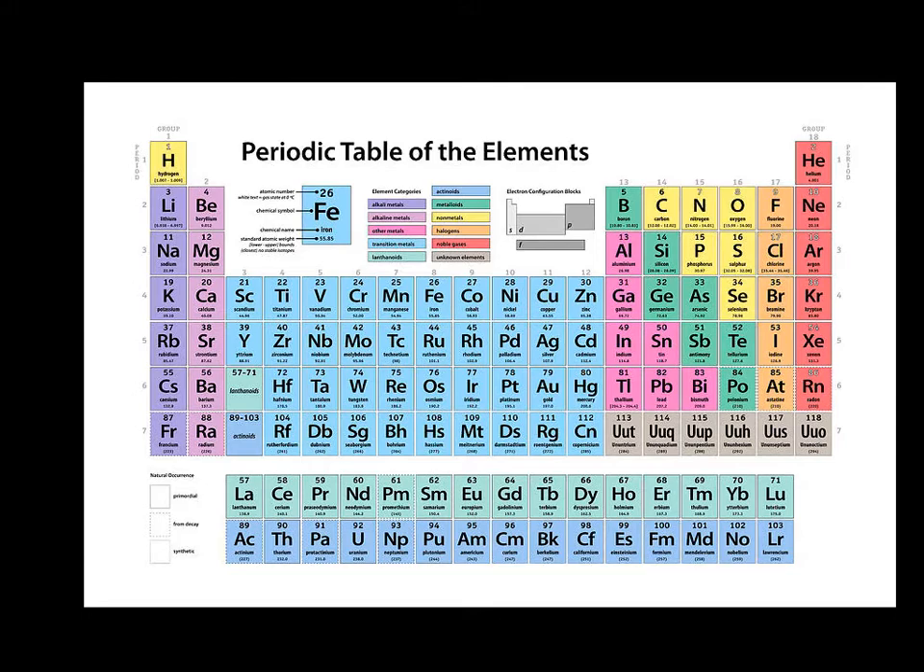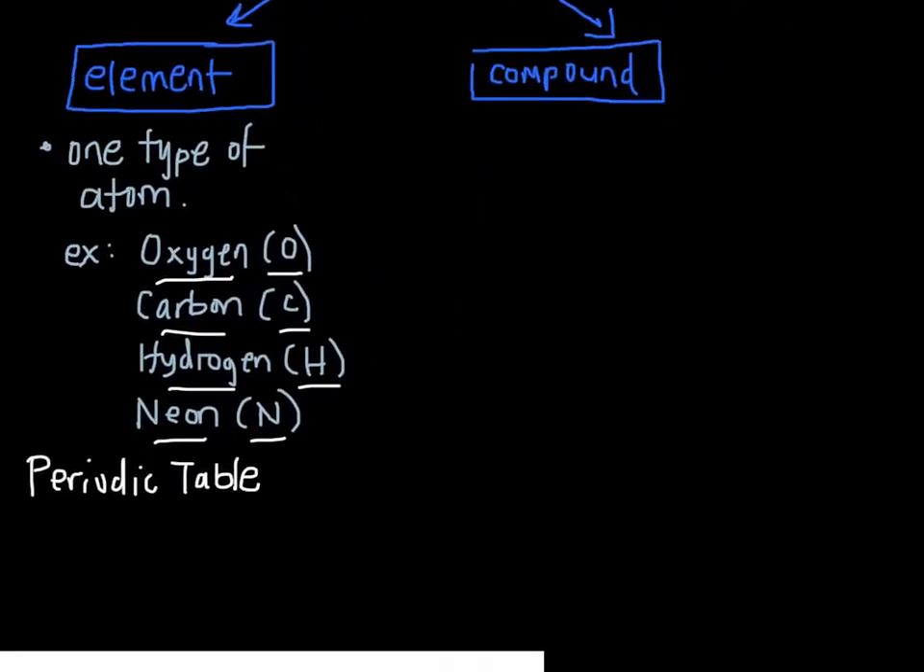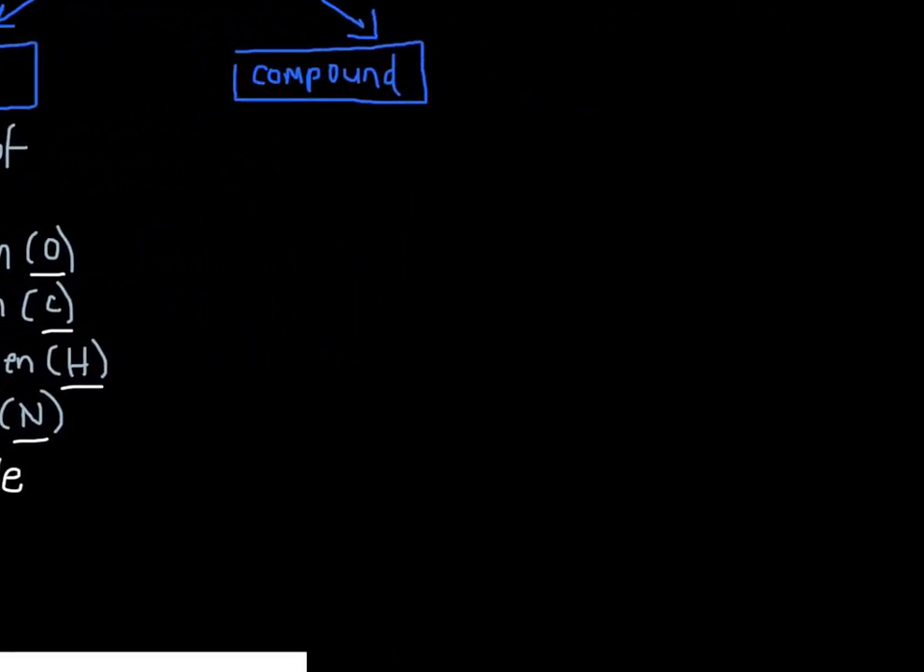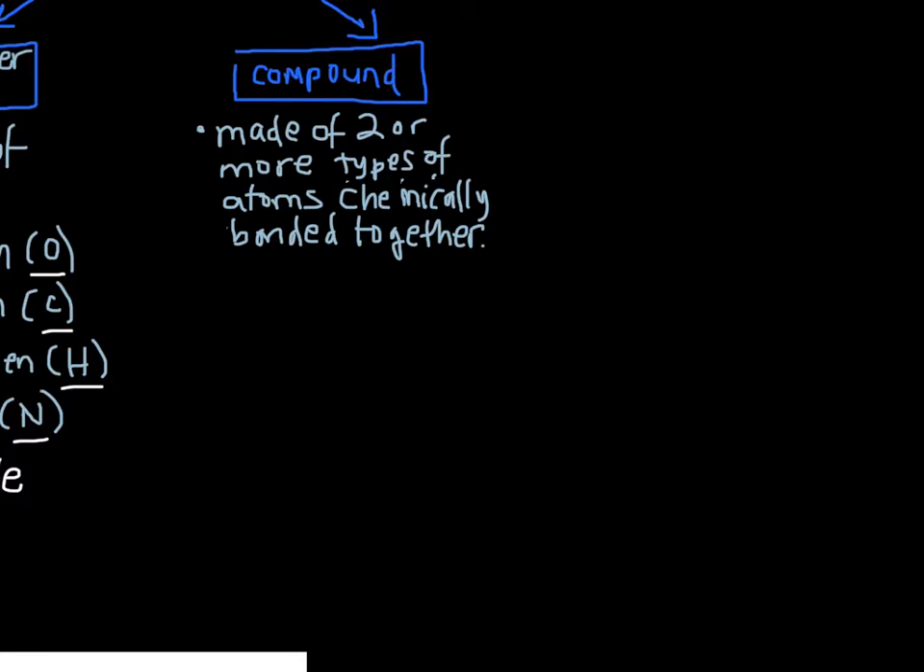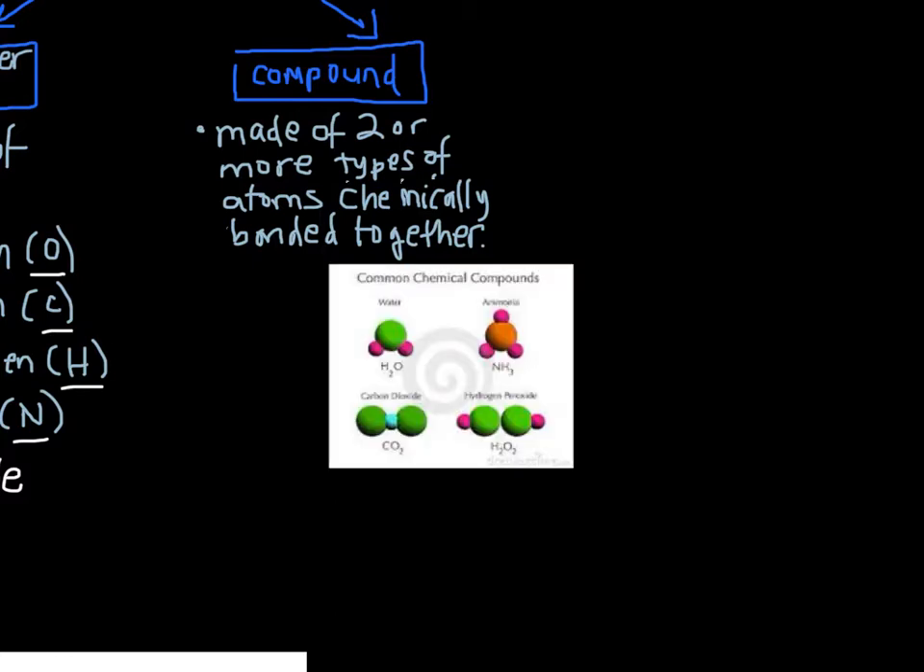Okay, let's go back now and talk about what a compound is. So a chemical compound is a pure substance that's made of two or more types of atoms that are chemically bonded to each other. So they're actually stuck to each other chemically, so it'd be pretty hard to separate them. For example, you have water, H2O, and you have NH3, which is ammonia.